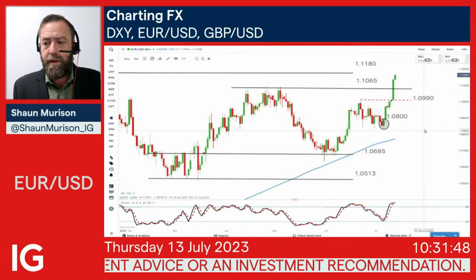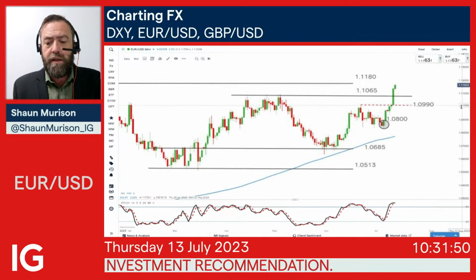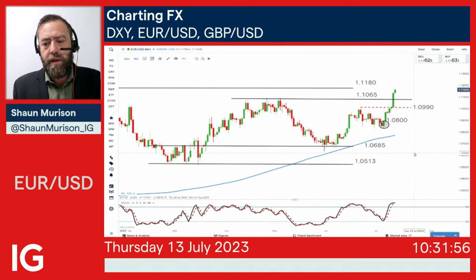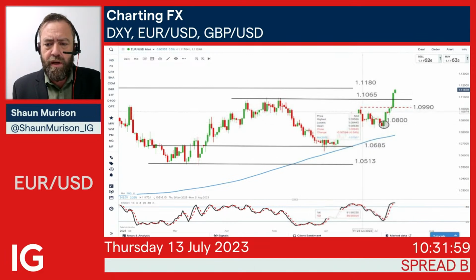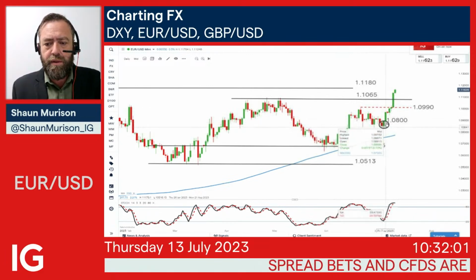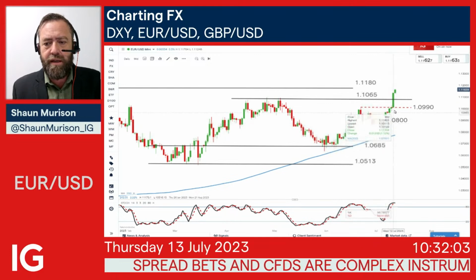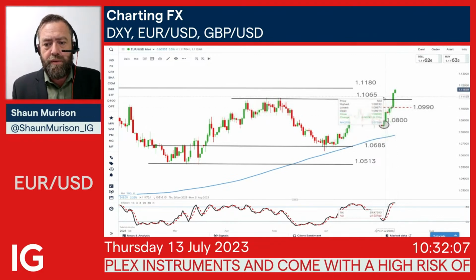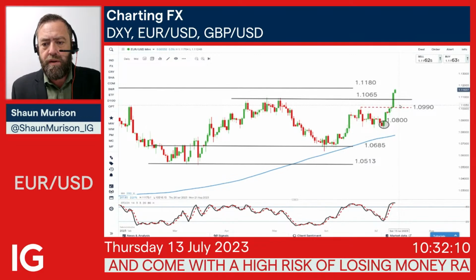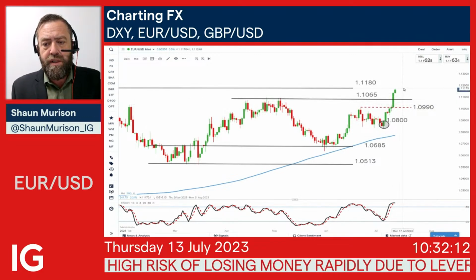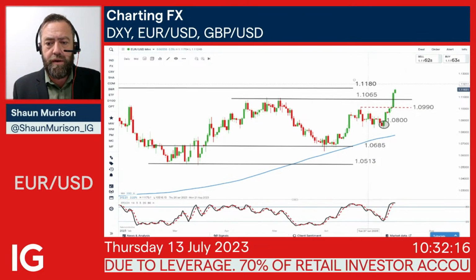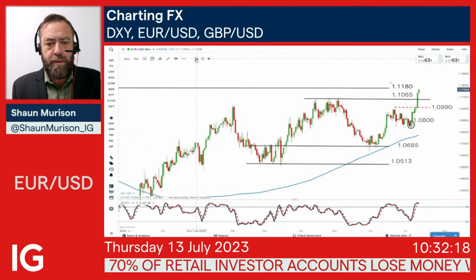The euro dollar, as you would expect, showing the inverse of what we saw on the dollar index. Obviously, the dollar index does have quite a strong weighting of the euro in its calculation. Now, we've had this bit of a pullback, which ended with this bullish price reversal. We've now taken out the high at 1.099, broken resistance at 1.1065, and now we are moving to test our next level of resistance, sitting at about 1.1180.